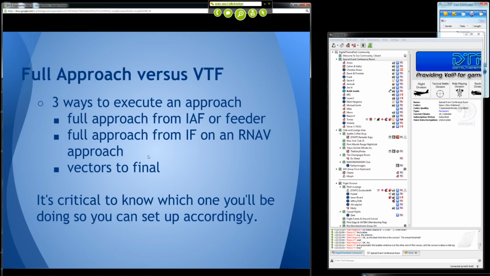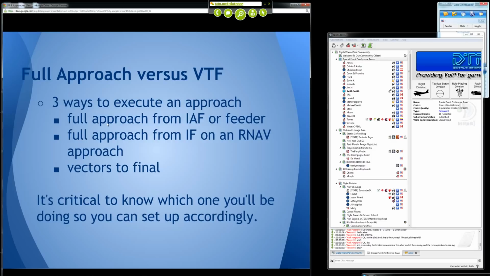Okay, so now we're going to get into more of the ATC side of this, or the practical side of flying approaches, which is that at any given time there are three different ways that you might be executing an approach. So far we have been going into a morbid amount of detail on the first one, which is flying the full approach from either an IAF or a feeder. We've been doing the feeder, which is Seal Beach. The procedure would be the same if we were cleared direct Sega, which was that initial approach fix. So we've covered that to death.